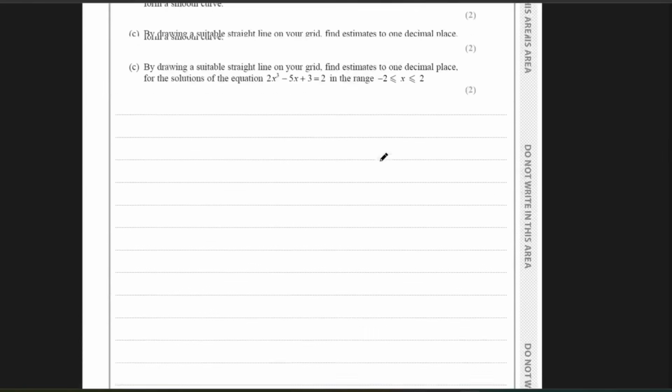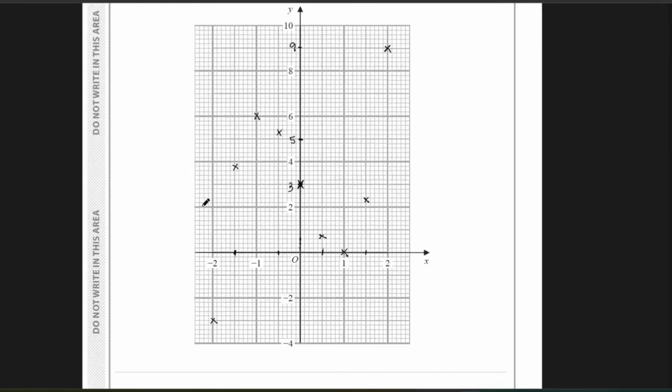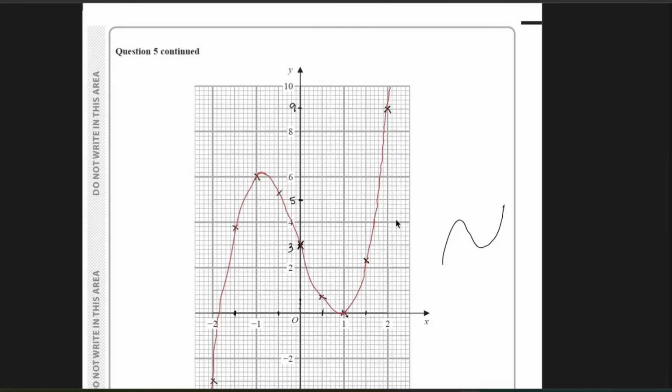We need to connect the points using a smooth curve. Since it's a cubic equation, we can figure out the shape. It's going to look something like this. And we'll keep that in mind, and we'll try and fit this shape through the plots. I'll use a different color. So we have connected the plots using a smooth curve. I've tried my best to make it smooth, but it should be good enough.